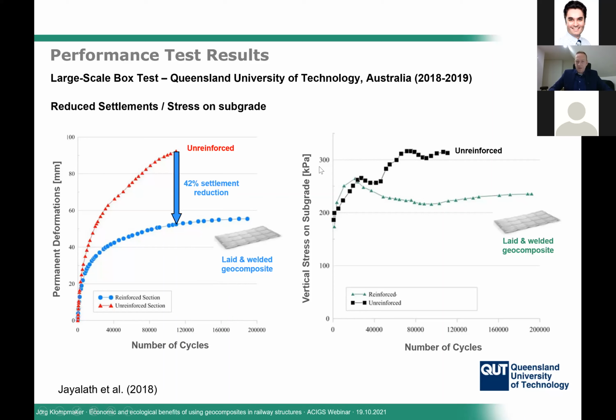If we look at the vertical stress that was measured on the subgrade, because some pressure cells were installed in the setup, we can see that at the same number of load cycles, we can reduce approximately 30% of the stress which is transferred to the subgrade. Again, this is due to the increased load spread within the base course material.